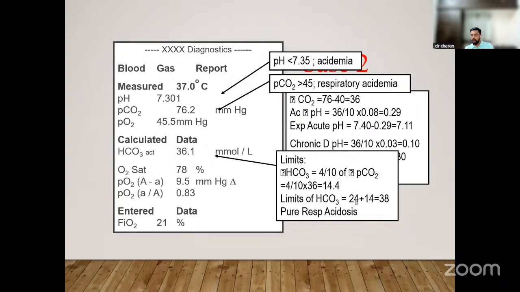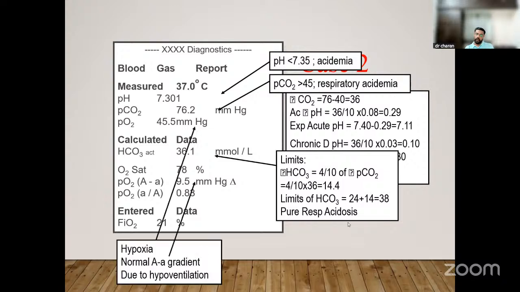From 24, it has to be in the positive direction. Metabolically, it has to retain bicarbonate to cope up with the respiratory acidosis. So 24 plus 14 is going to be 38. Our bicarb is 36.1. To a certain extent, it is compensating. So it is a pure respiratory acidosis with metabolic compensation.